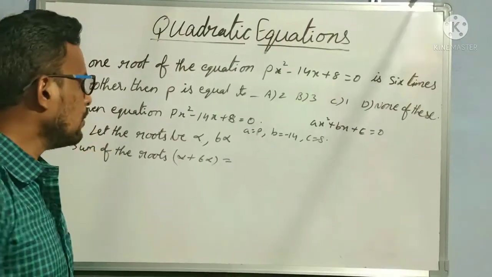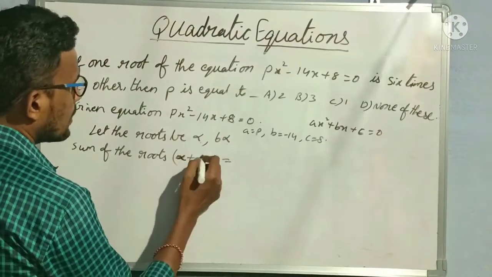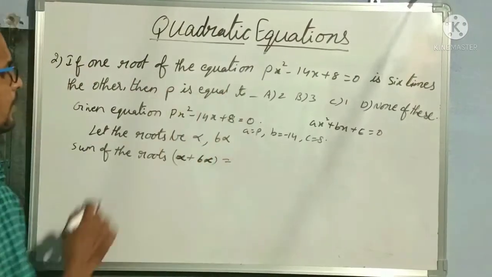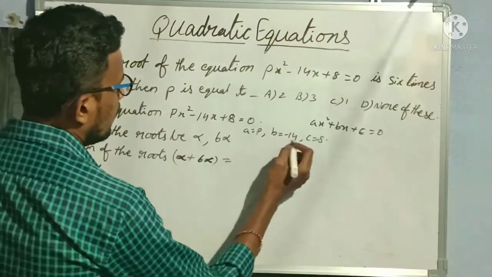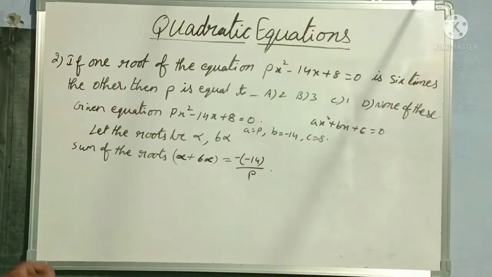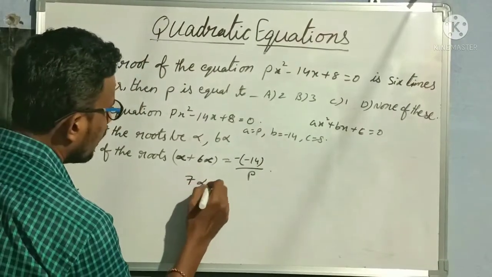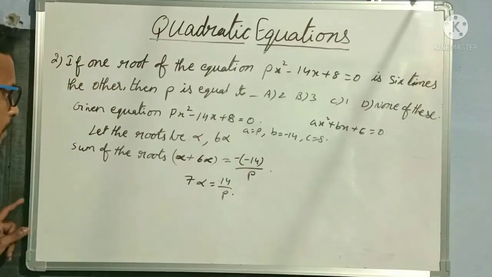Clear? So now the roots are alpha comma 6 alpha, right, according to our question. So now alpha plus 6 alpha is equal to minus b by a. So minus b means minus of minus 14 by p, right? So here we are getting 7 alpha is equal to 14 by p. Okay.